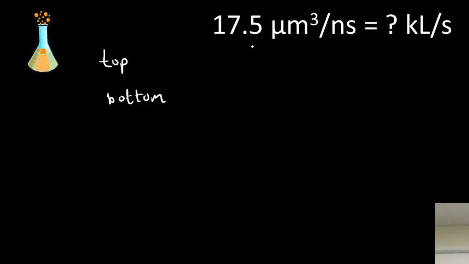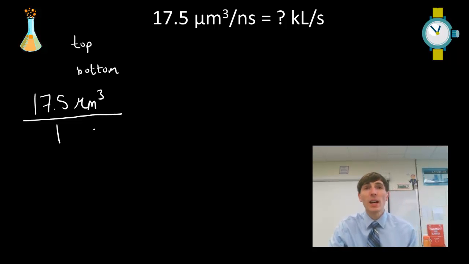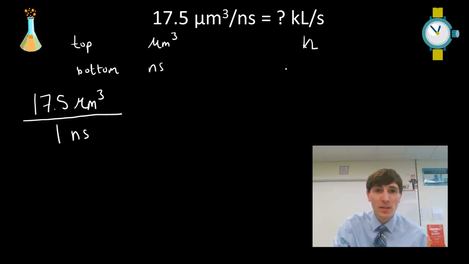So what I might do is first figure out what's on the top and what's on the bottom. Let me rewrite this for you. 17.5 cubic micrometers. And on the bottom, there's always a 1 down there, but in this case, hanging on the bottom is also nanoseconds, so I want to keep that unit down there. On the top, I have cubic micrometers, and I want to get all the way over to kiloliters. On the bottom I have nanoseconds, and I want to convert that to seconds. Okay, I have two problems going on at once, and that's fine.